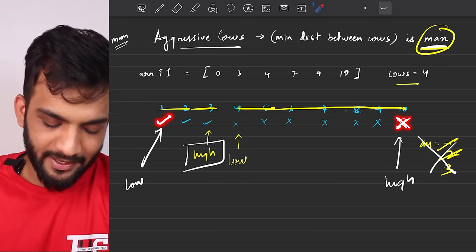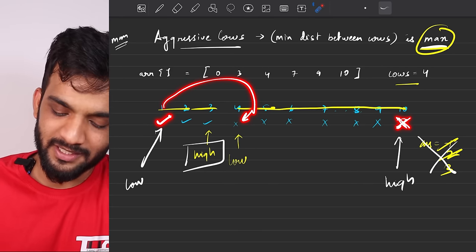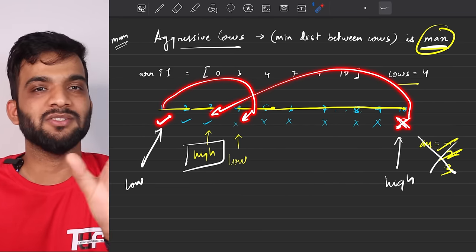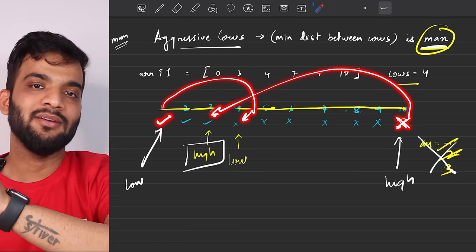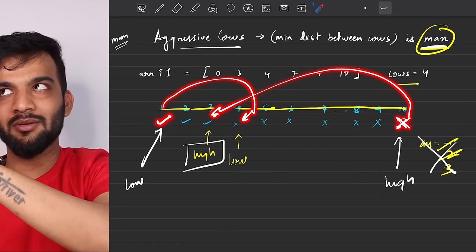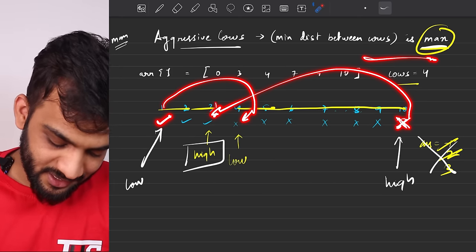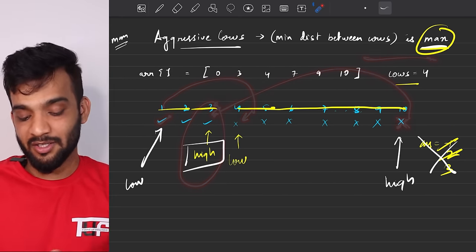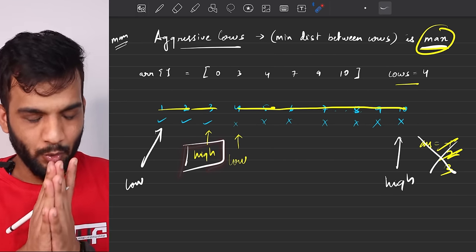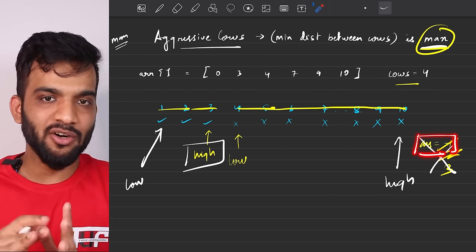Binary search will make sure that it ends up at a not possible place, and this ends up at a possible place. It just changes polarity. Possible goes to non-possible, not possible goes to possible. Since we are looking for a possible answer, hence high will be my answer. Got it? So we just need to return the high. No need of storing any extra variable answer.